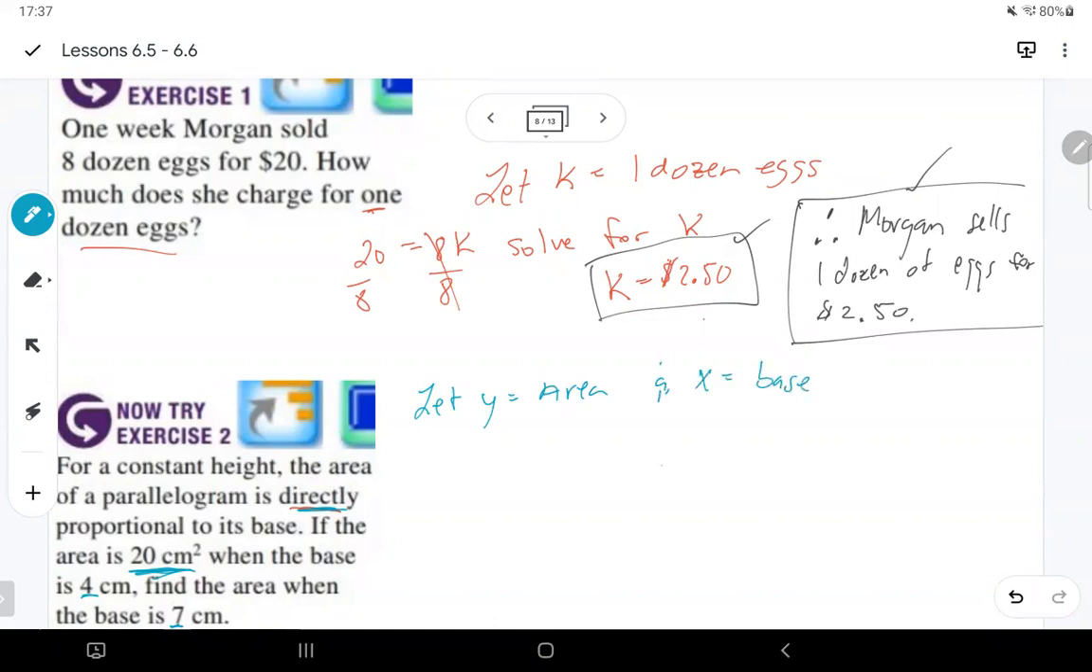And if you have a hard time figuring out which is which, whatever value you have twice, so here we have base and base, that is your x, because you're always finding k and then using k and x to find the next y. So we're told that it varies directly, so you're going to use the form y equals kx. And then first we have to solve for k, and we know that y is 20 when x is 4.